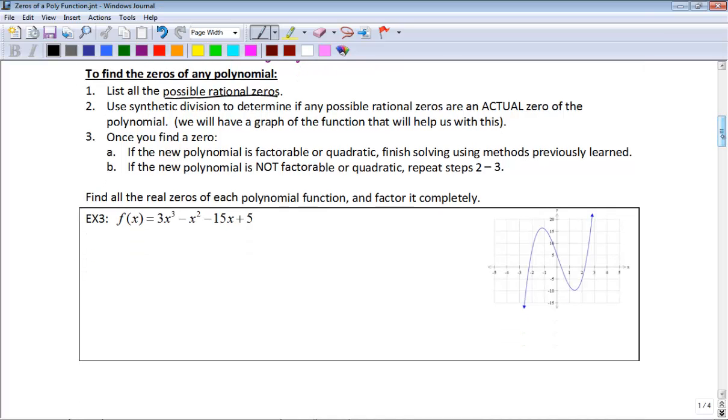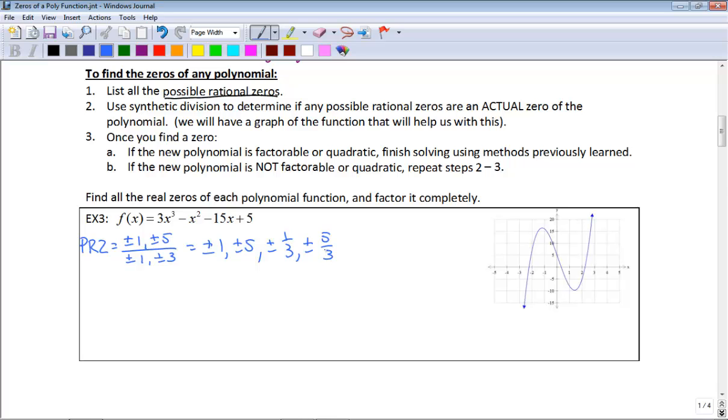So example 3, we have f of x is equal to 3x cubed minus x squared minus 15x plus 5. Step 1, list all my possible rational zeros. So we're looking at factors of 5, plus or minus 1, plus or minus 5, divided by factors of 3, plus or minus 1, plus or minus 3. Clean this up. So that's going to equal 1 over 1, we have plus or minus 1. 5 over 1, plus or minus 5. 1 over 3, plus or minus 1/3. 5 over 3, plus or minus 5/3.